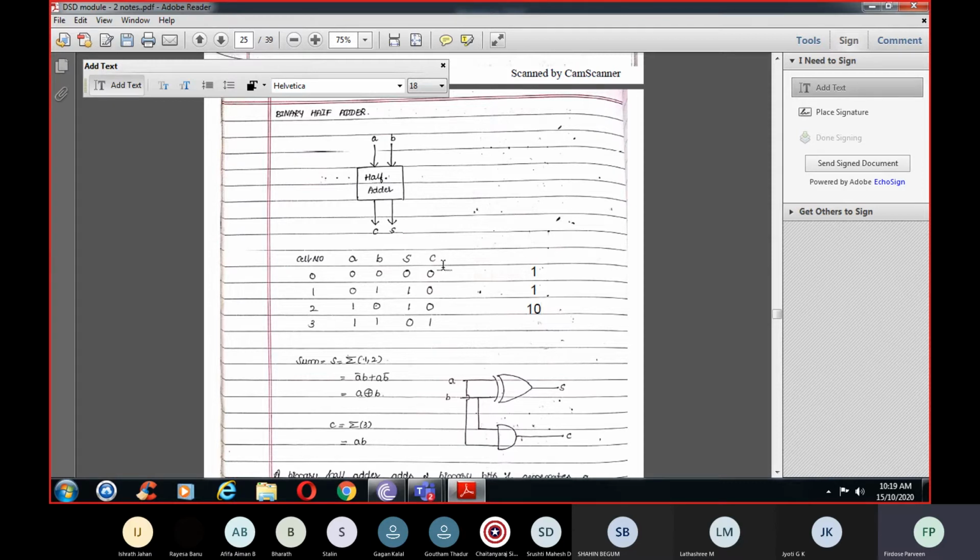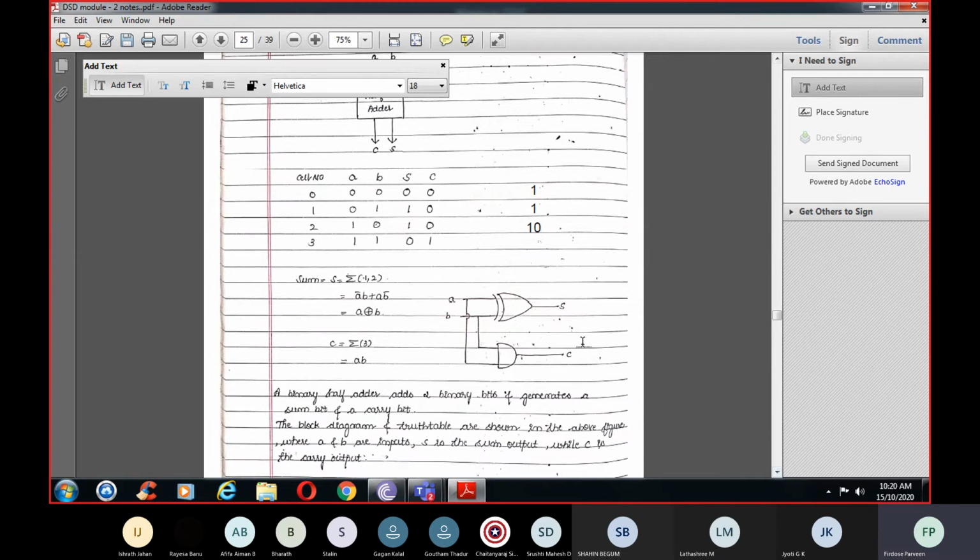In the same way, carry is 1 only in the last row, so what you will be getting is A B. So that is designed here. So here, sum is A XOR B, and carry is equal to A B.